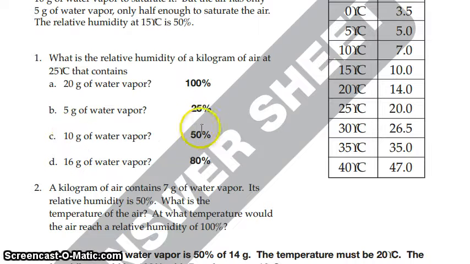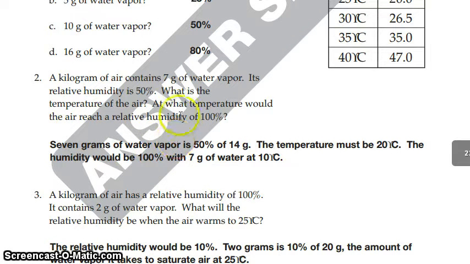Which would make it 50% for the relative humidity. 16 divided by 20 would give us 0.8, or 80%. For the second problem here, it's not so much math involved as it is looking back at the chart.